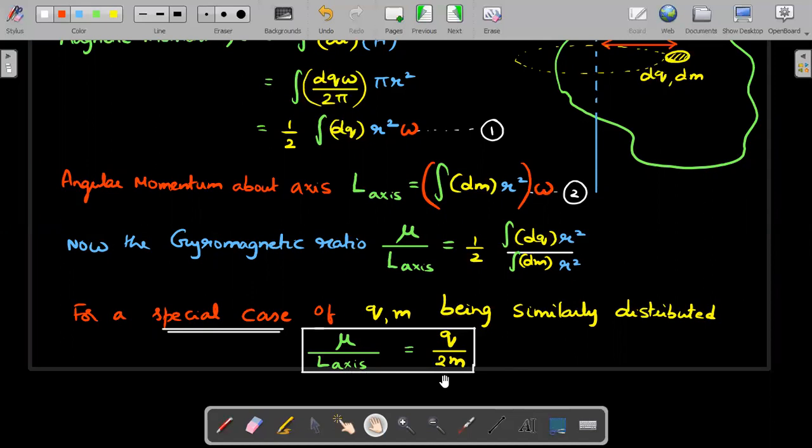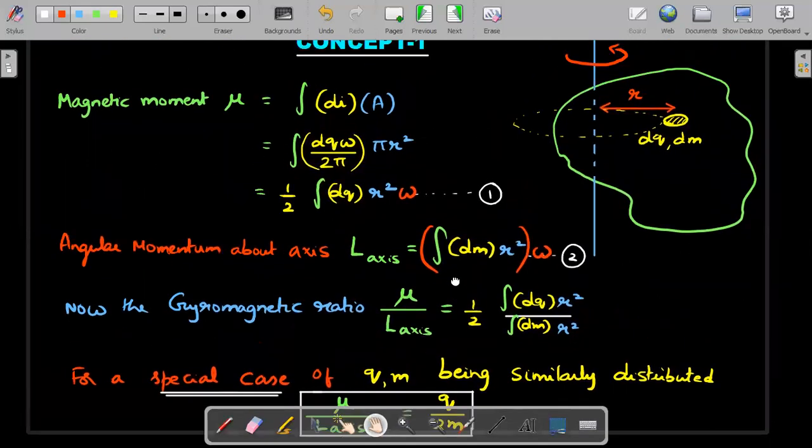And if you remember this result, in the exam, you can avoid the integration. Whenever you know the angular momentum, you can directly calculate the magnetic moment. Okay, so this is concept number one.